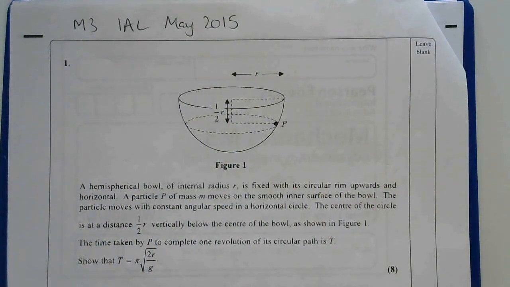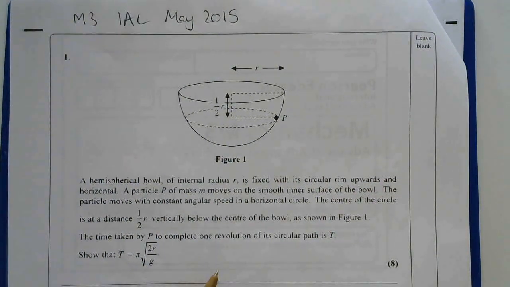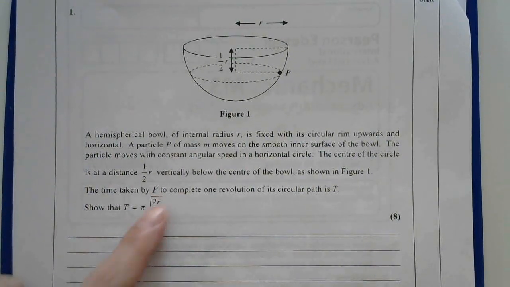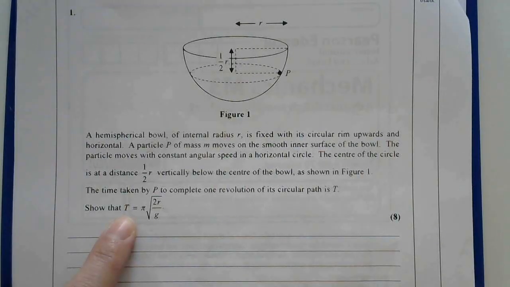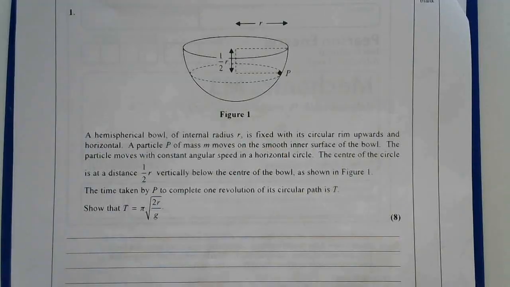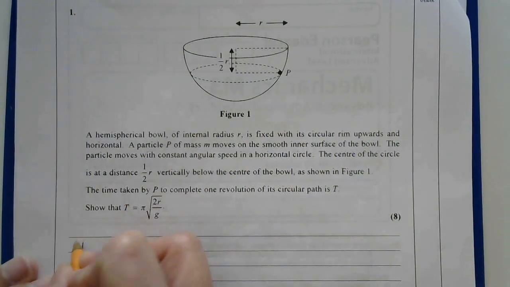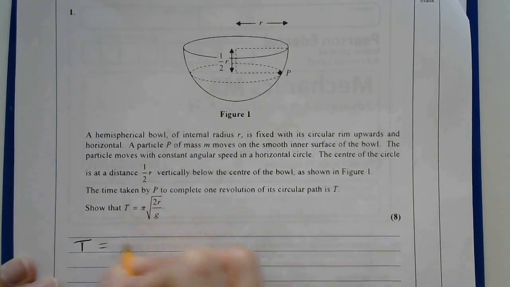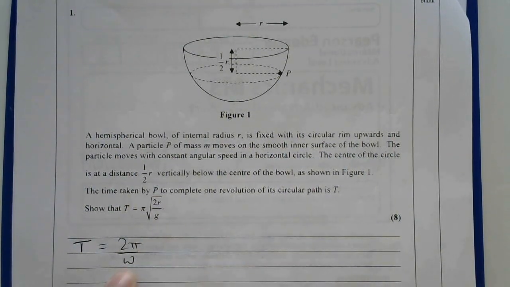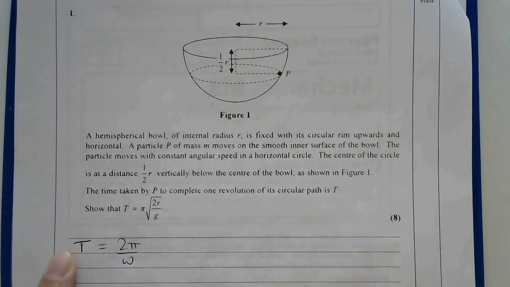So remember, in a show that question, we can't assume this and we can't use this. So basically they're asking us to work out the time taken to do one revolution. And we need to remember that the formula that we have for that is t equals 2 pi over omega. So basically I need omega so that then I can work out what t is.